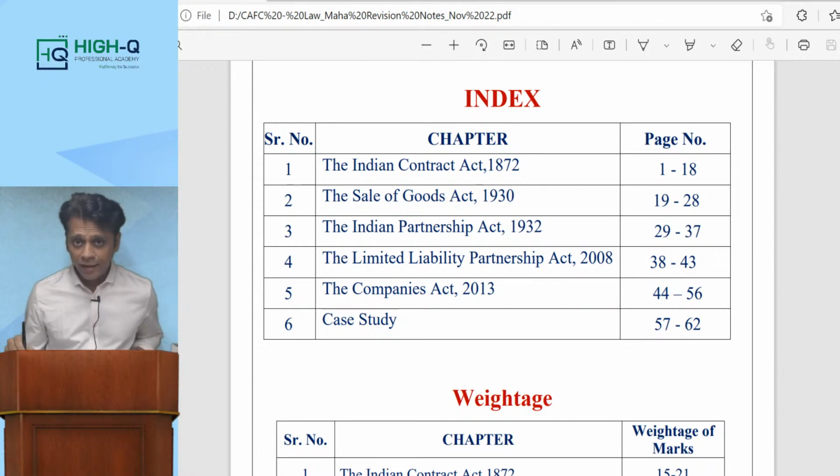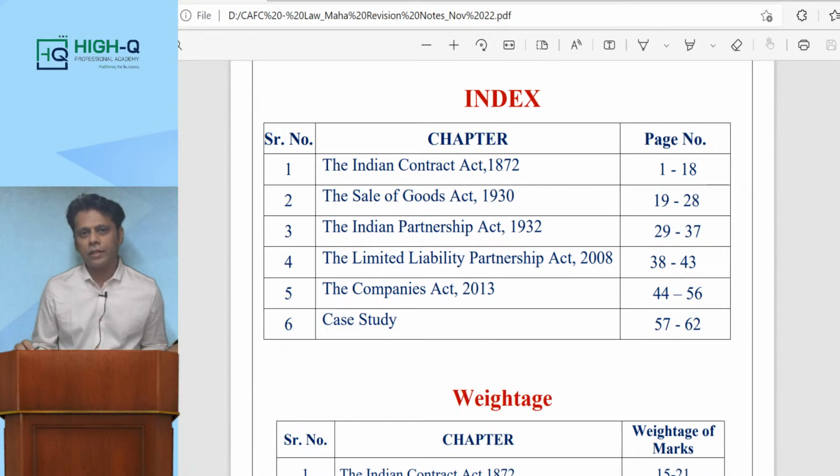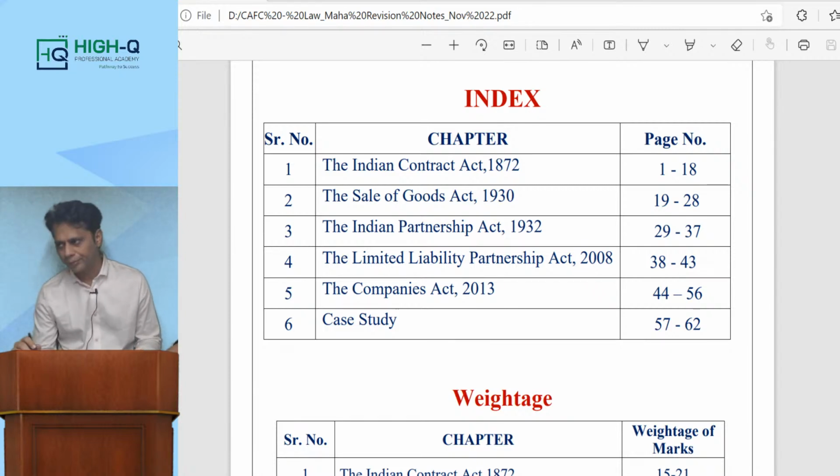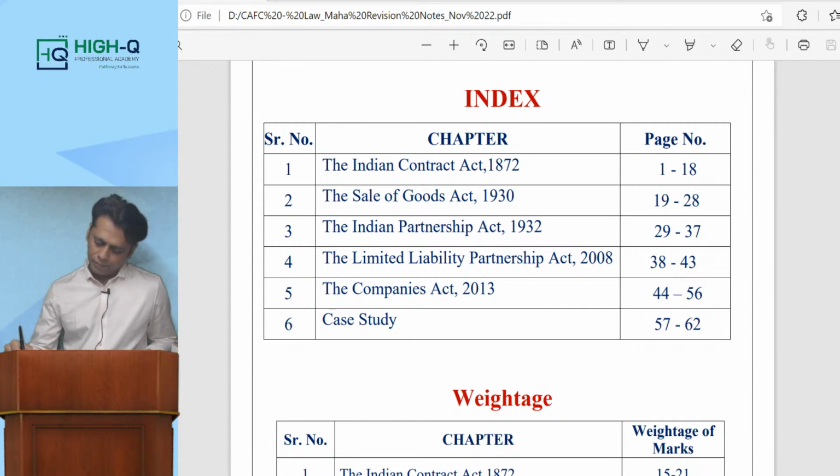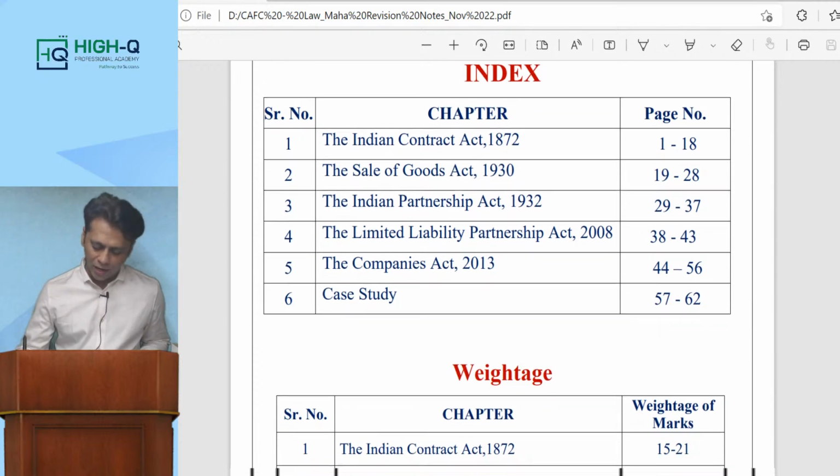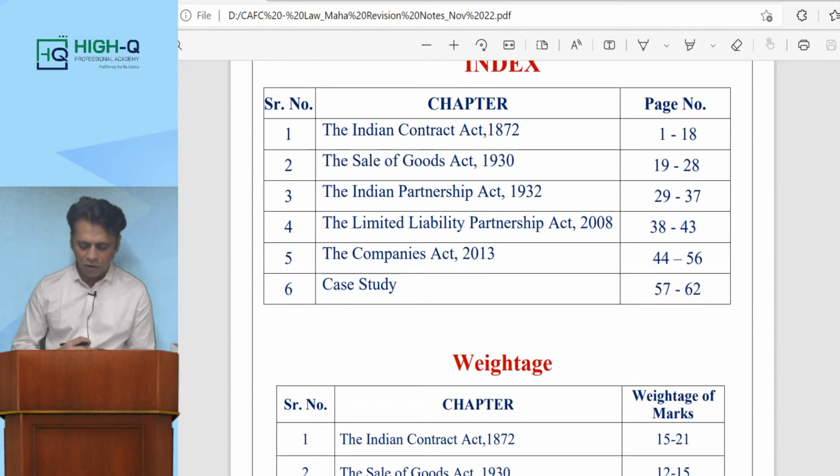Now, today, CA Foundation Business Law session. This paper has a weightage of 60 marks. Paper number 2, first part. As we know, the chapters are the Indian Contract Act, Sale of Goods Act, Indian Partnership Act, Limited Liability Partnership.